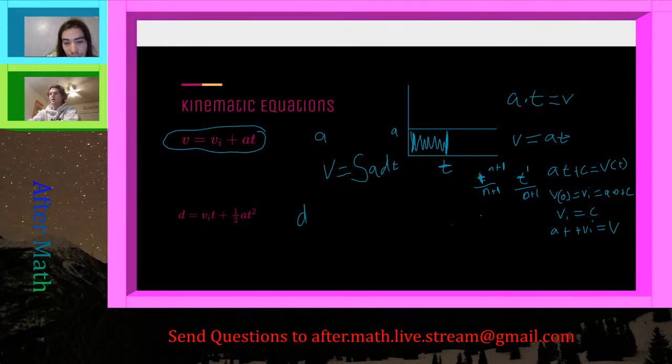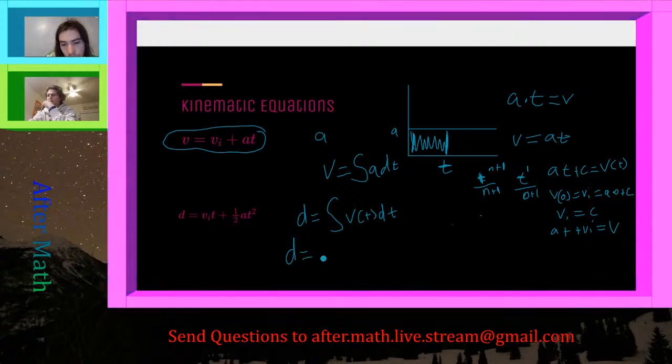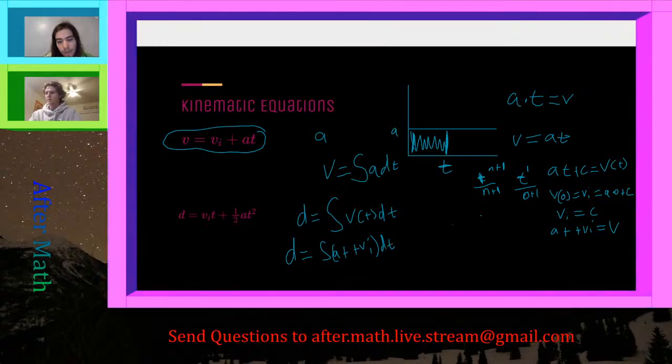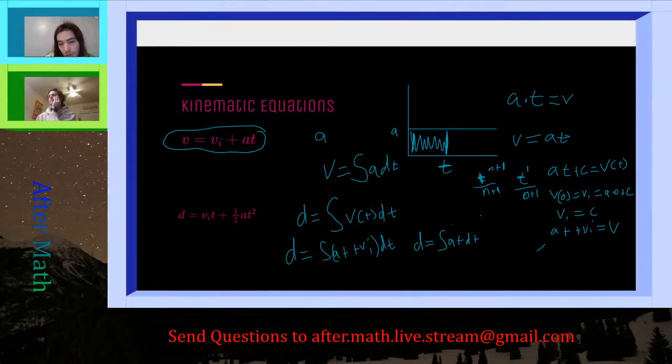So we can say that d equals the integral of v of t dt. And so now we've got the integral of at plus vi, and these are all multiplied by dt. Like with the power rule for derivatives, we can break this into two different integrals. So we can say that d equals the integral of at dt plus the integral of vi dt. Jaden, do you want to do those integrals for us?